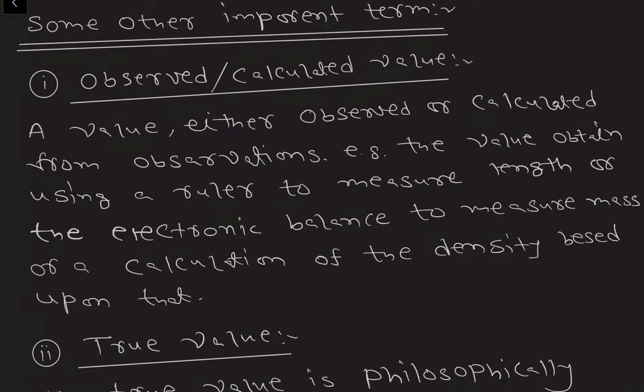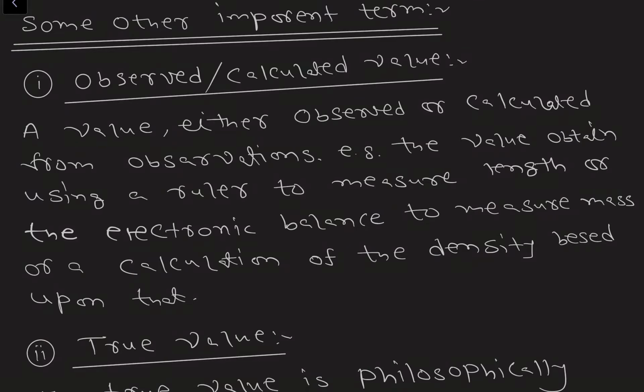Let me discuss some important terms related to error. The first term is observed or calculated value: a value either observed or calculated from observation. For example, the value obtained using a ruler to measure length, or an electronic balance to measure mass. These are observed values, or like the measurement of fall time. Every time, you are going to get a value. So all these values are observed values.